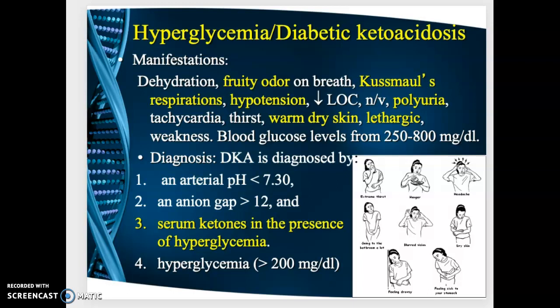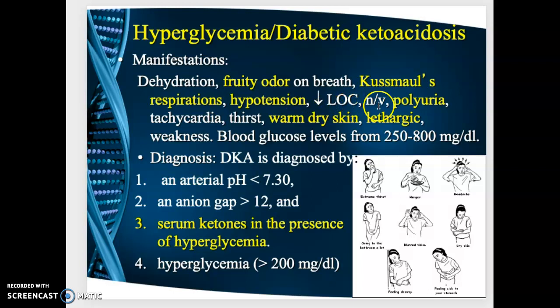So remember, they can't use sugar, and so they're going to be peeing out all kinds of fluids, so they'll be dehydrated. They'll have that fruity odor on their breath. Remember, their body's trying to get rid of the ketones, which are highly acidic, and so they're going to have that acetone smell to their breath. They're going to have the Kussmaul respirations, rapid deep respirations. They're going to be hypotensive because they're dehydrated. They're peeing out their fluids.